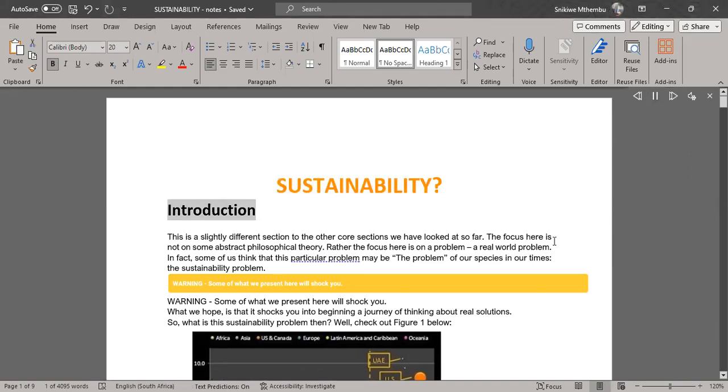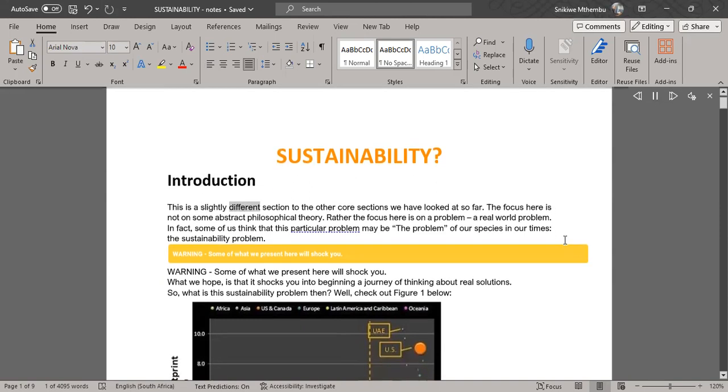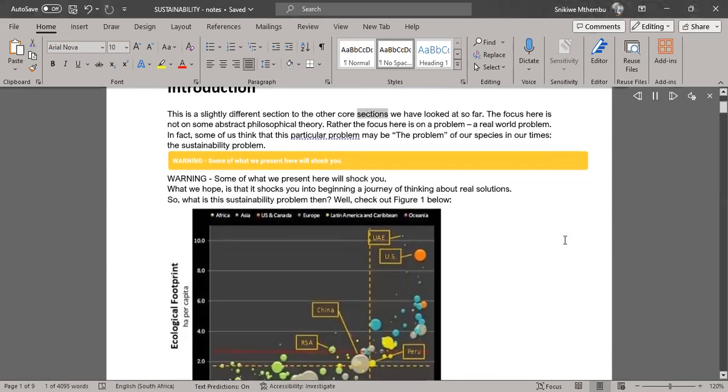Introduction. This is a slightly different section to the other core sections we have looked at so far. The focus here is not on some abstract philosophical theory. Rather, the focus here is on a real-world problem. In fact, some of us think that this particular problem may be the problem of our species in our times, the sustainability problem.